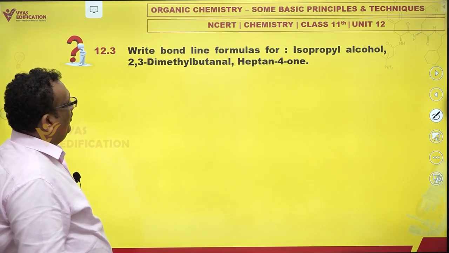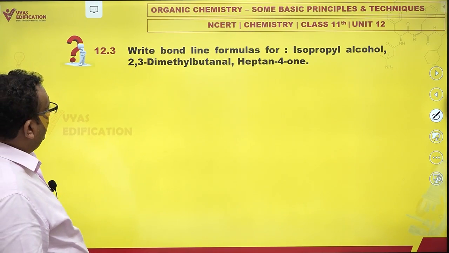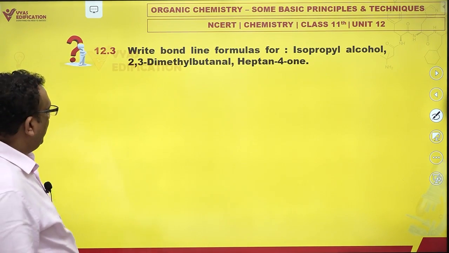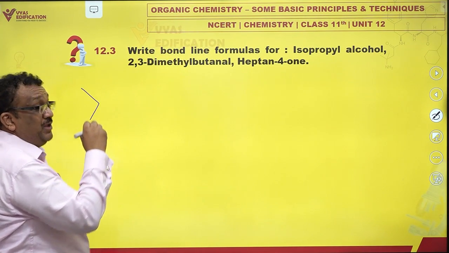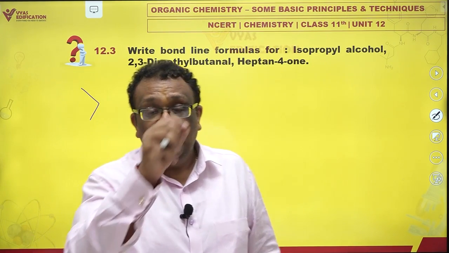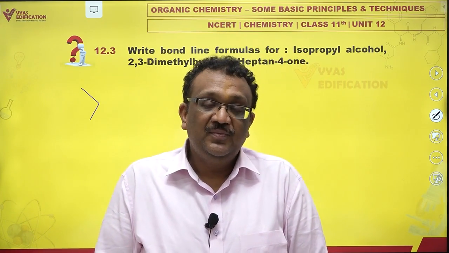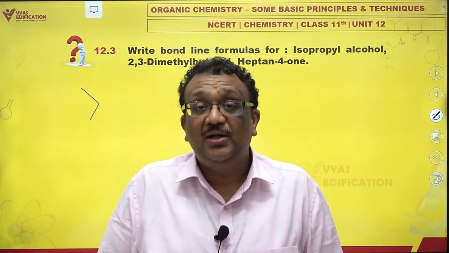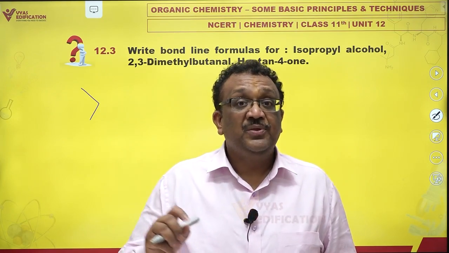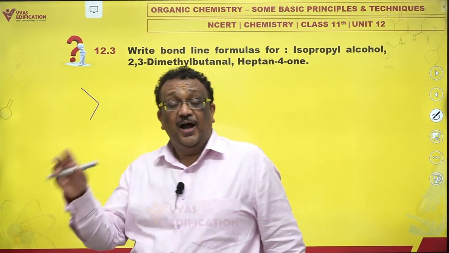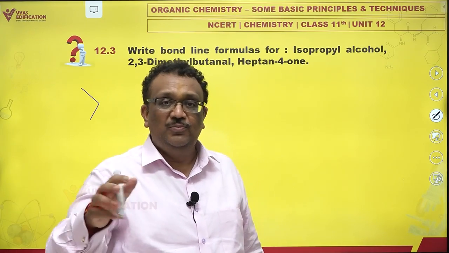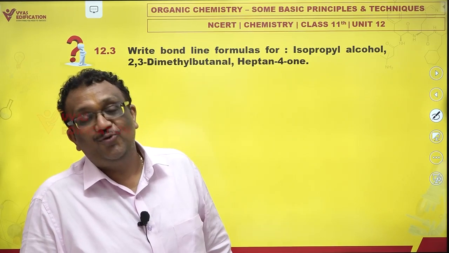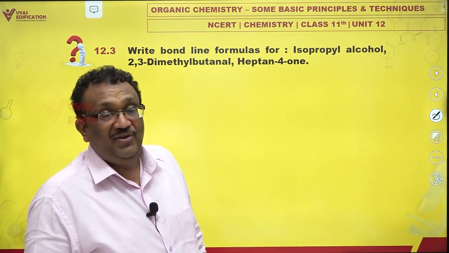Write the bond line formulae for isopropyl alcohol. There are 3 items. Now, how do you write down bond line formulae? In bond line formulae, you assume that every line is a CC bond. Double bond means double line. Triple bond means 3 lines. All the heteroatoms like nitrogen, oxygen are written clearly. Every corner is carbon and hydrogens are eaten away. You assume that all the remaining valencies would be satisfied by hydrogen. This is the way we write down bond line.